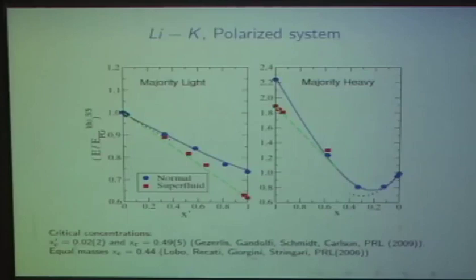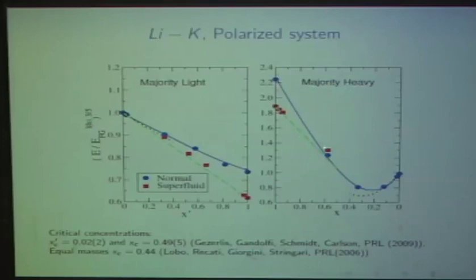So it is possible, by making a Maxwell construction, so essentially by drawing the tangent between the two curves, to understand where the critical point is where a phase separation starts to happen.